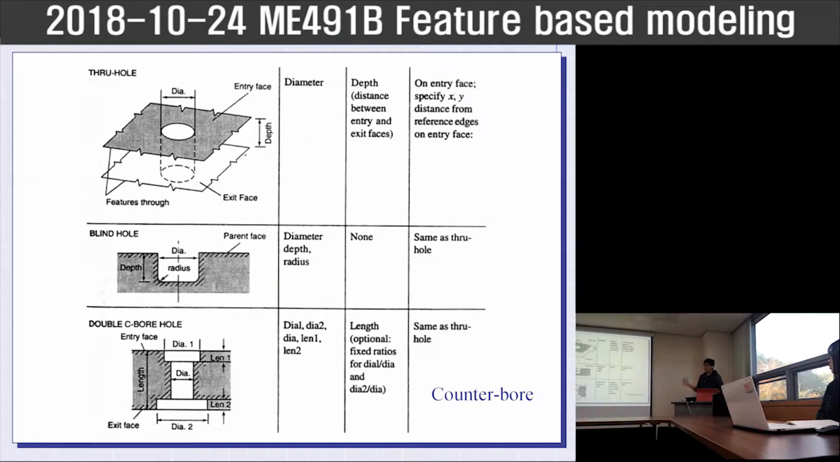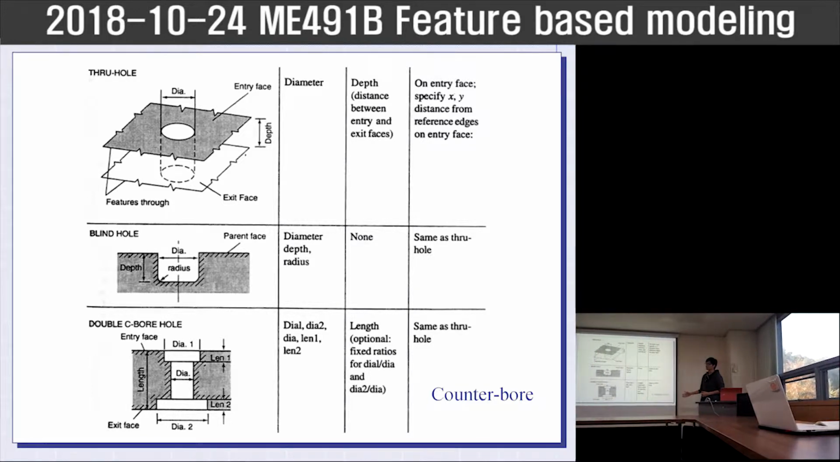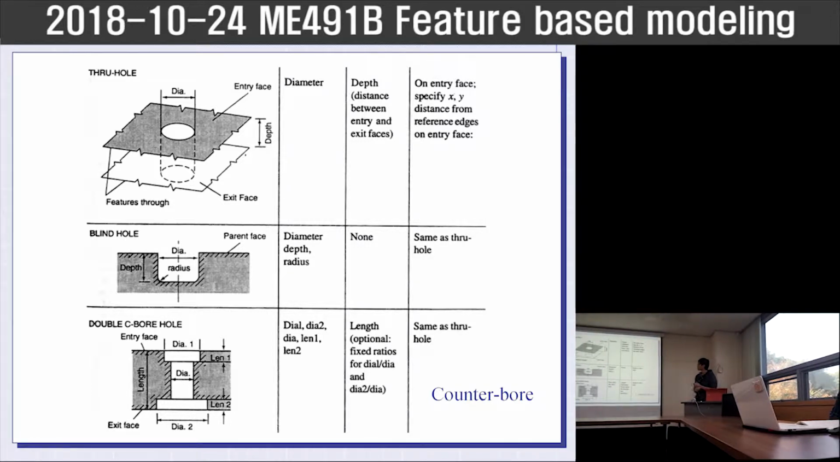Then some other features that may exist in our library could be 3 different kinds of holes. For these holes, the positioning parameter is much more important because we need to specify the XY distance from the reference edges or from the faces that our hole must be made from. So we have 3 different holes here: the through hole, the blind hole, and the double C-bore hole.